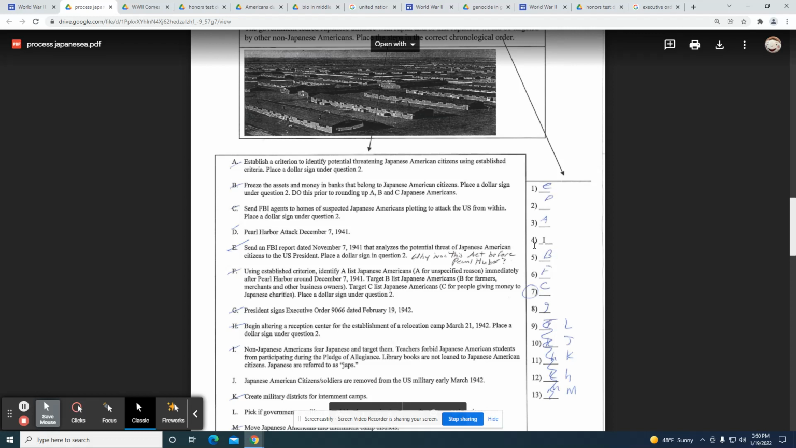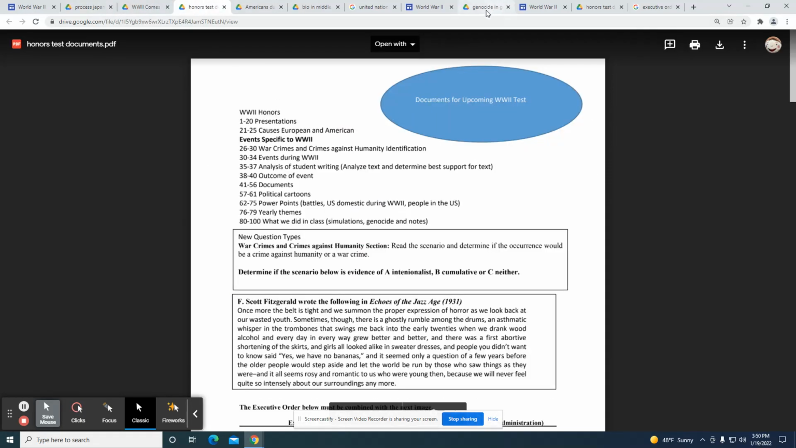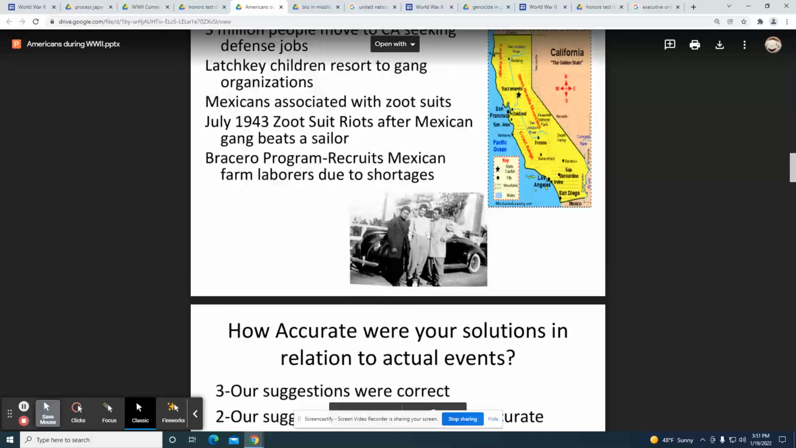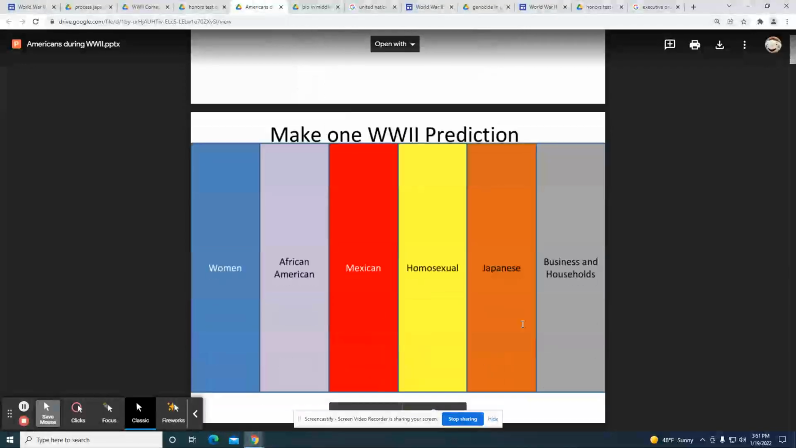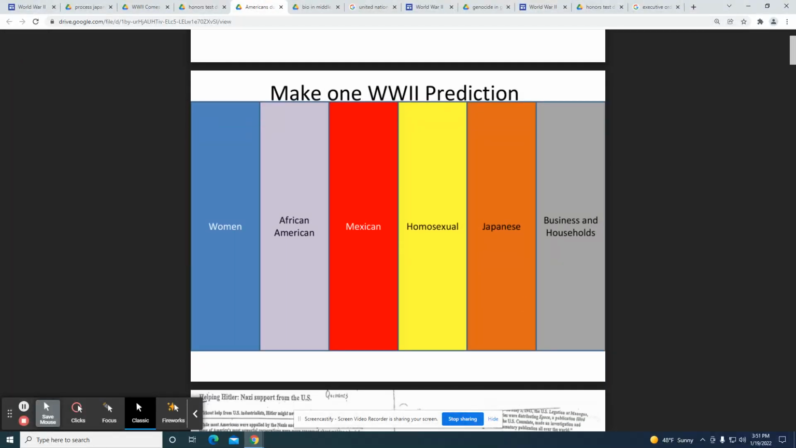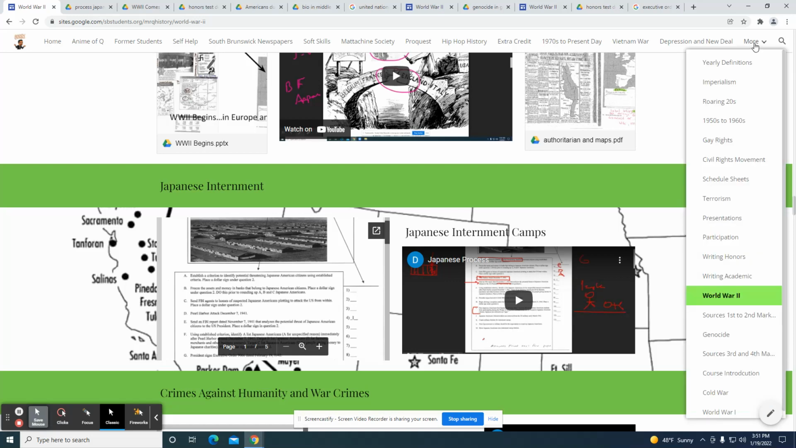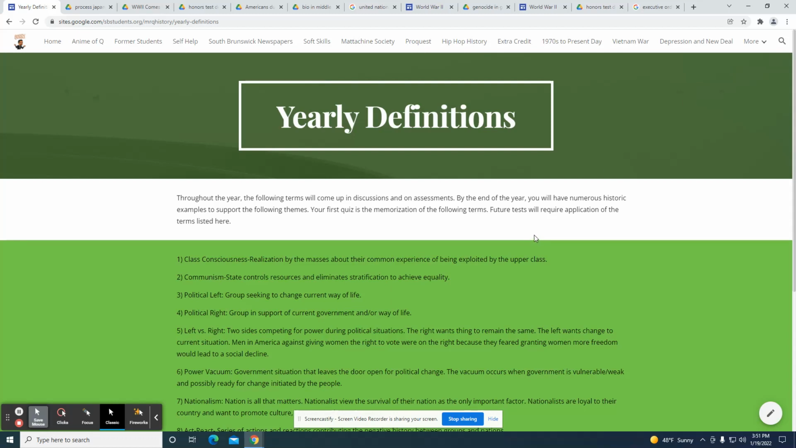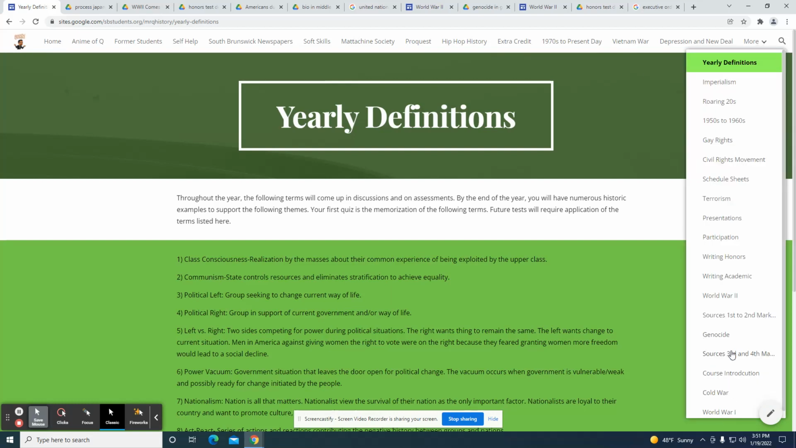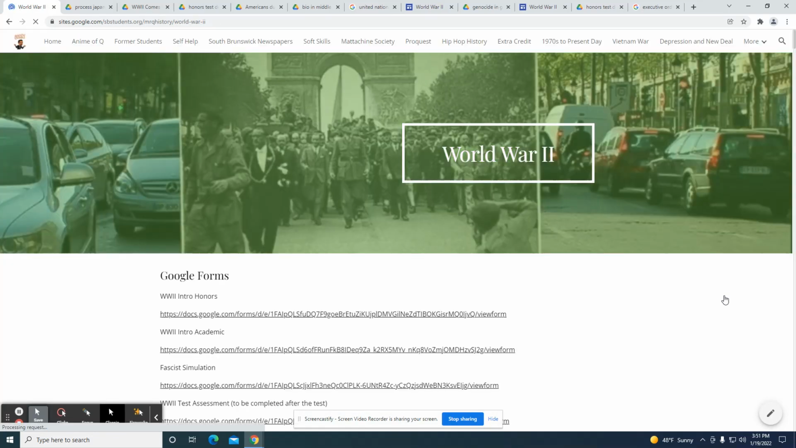I'll be asking you a series of questions using the domestic PowerPoint. And again, that is where the information for this comes in, which was the reason why I asked you to create this particular chart. So I'll be asking you questions which represent Mexicans or homosexuals, and so on. We also have the yearly definitions. If you have no idea what that's about, you can go down to yearly definitions, and the ones you're responsible for knowing this time around: crime against humanity, nationalism, power vacuum, as well as imperialism. Those are the ones that I will focus on, and I'm telling you now.